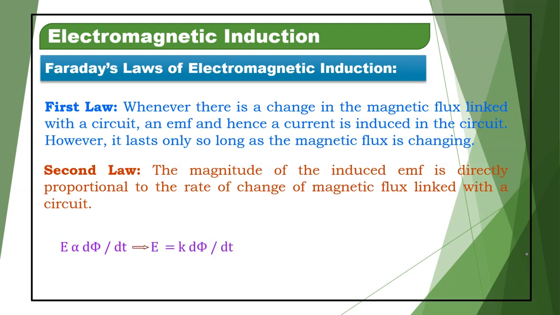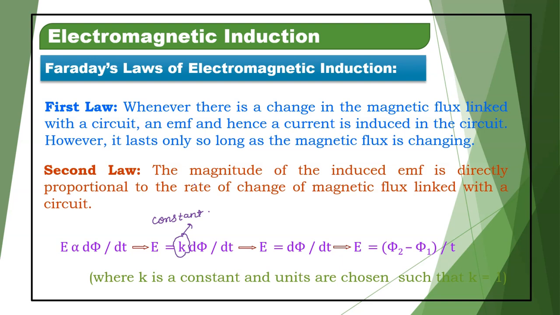If I remove this proportionality sign, a constant comes in, which we call the proportionality constant. Here I suppose this constant will be K. Now, if the value of K is equal to 1, we get the value of d phi by dt.